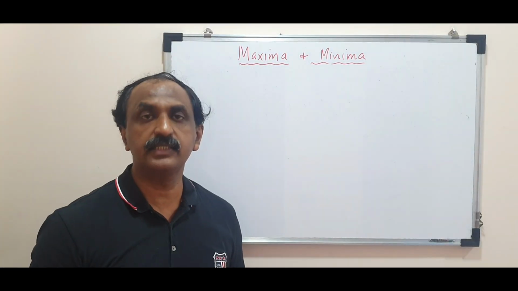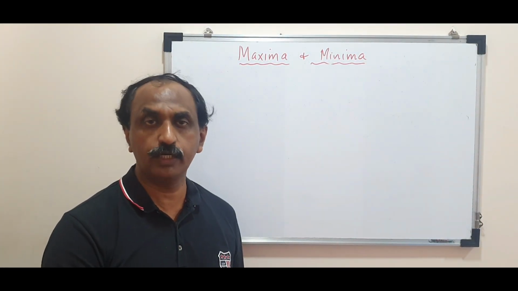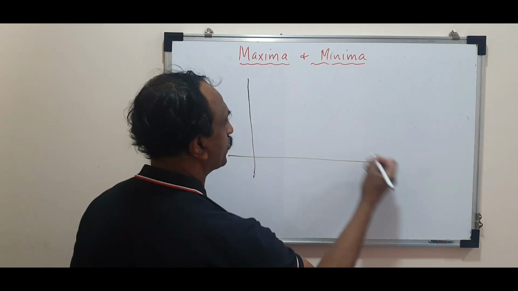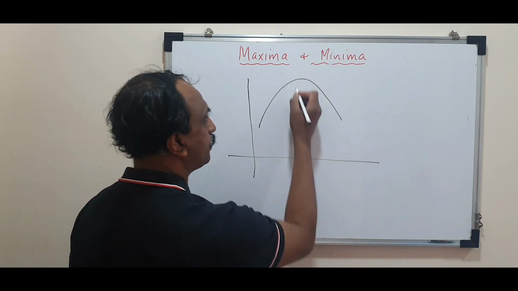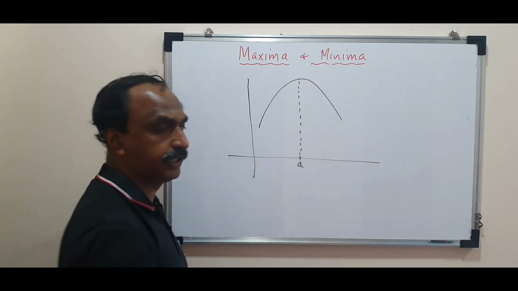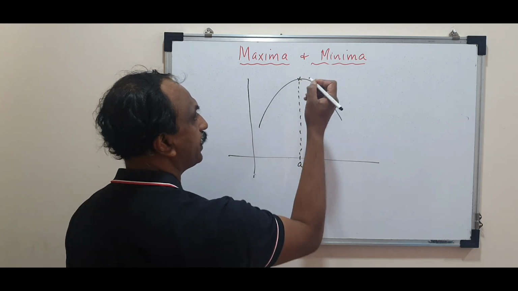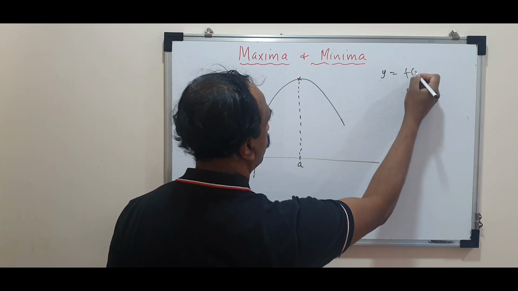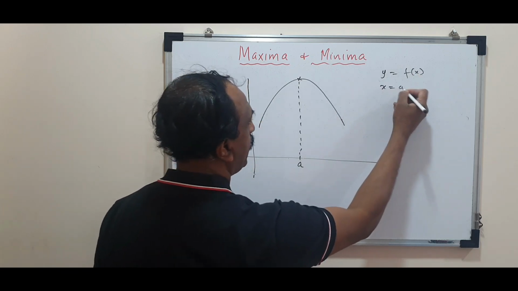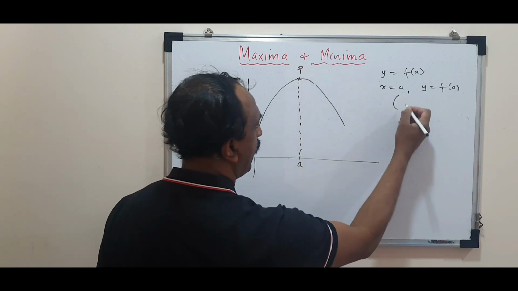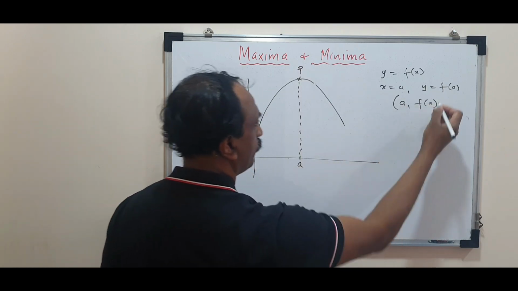Let us analyze this in another way. One method I already spoke to you about. Now the second method. I am only taking the maximum point now, not the minimum point. Let's say this maximum is obtained at x equal to a. That means this point is (a, f(a)), because the function is f of x. When x is a, y will be f of a. So this point P will have coordinates a comma f of a.